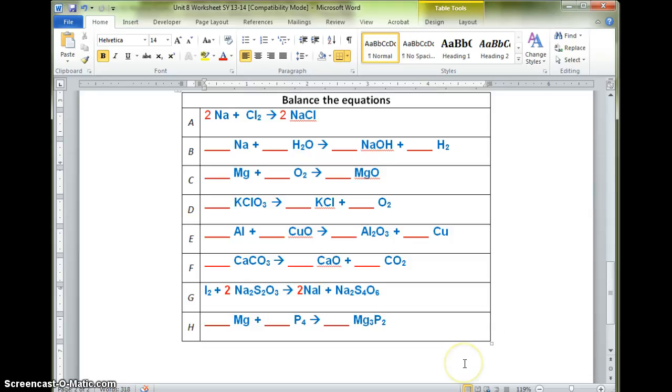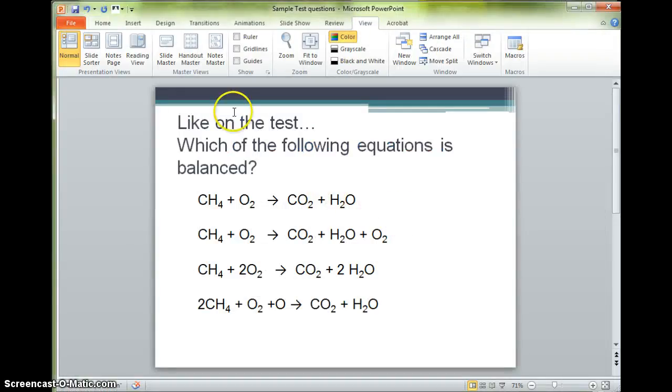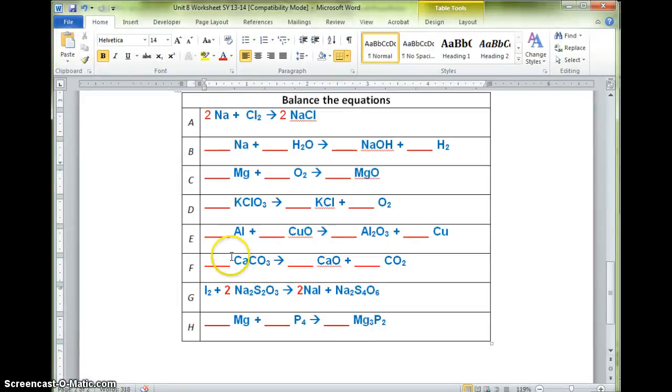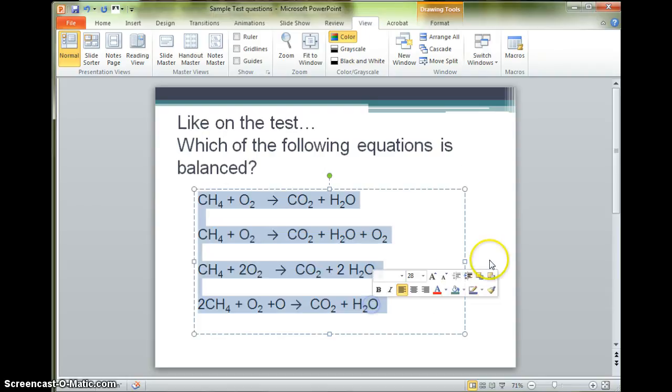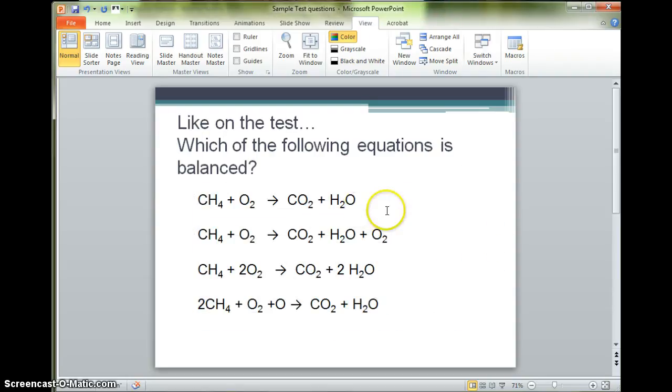All right, there's one more thing I want to show you. I think I have just enough time before my 15 minutes runs out on my recording. You're not actually going to have to balance by filling in the blanks on the worksheet. On the test, you're not going to have anything like this where you fill in the blanks. It's going to be multiple choice. So here's an example of what it will look like on the test. Which of the following equations is balanced? And then you'll be given 4 similar equations, and you'll have to look at it to see which one is balanced.